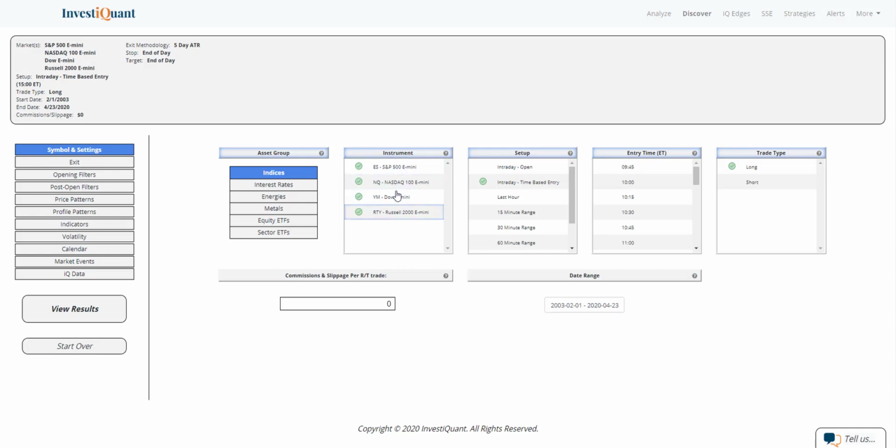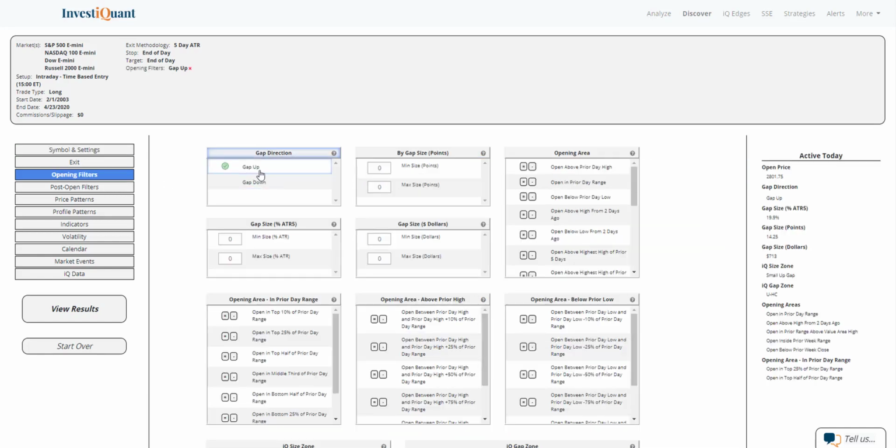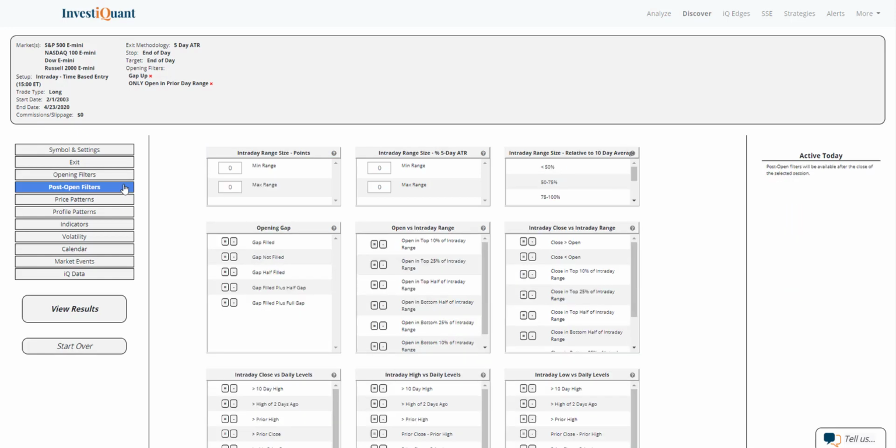I'm going to run this in all four instruments. I've got an intraday time-based entry selected. We will use 3 p.m. Eastern time as the entry time. This will be set up as a long trade. For the opening filters, we are going to be looking at gapping up inside the prior day range. And then we're going to add some price action around what has happened between the open and the entry time.